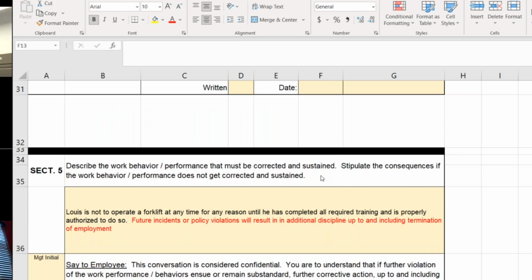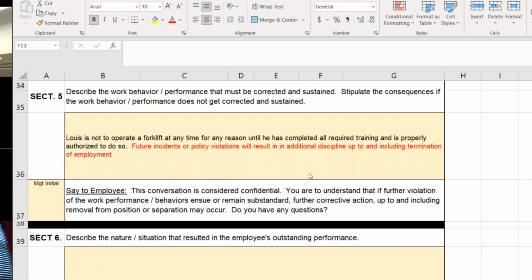So moving forward through this document, the next thing is what needs to change. Okay? So this needs to be very specific and clear, and you'll see a section in red, and I'll explain the importance of that as well. I'm not to operate a forklift at any time for any reason until I've completed the training and I'm properly authorized to do so. Okay? It can't be any more clear than that. We're going to spell that out in any situation.